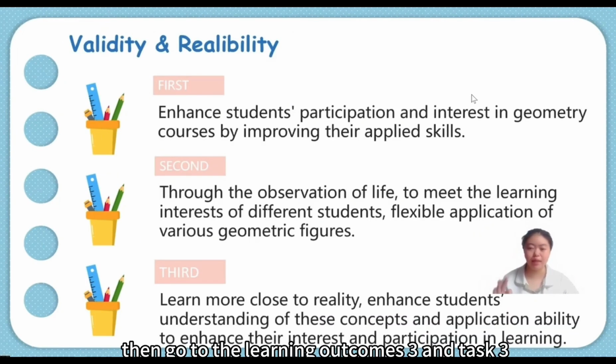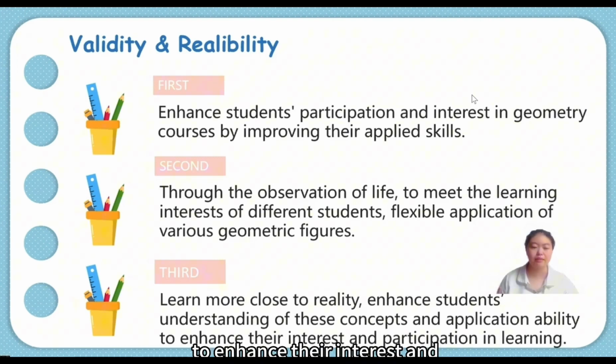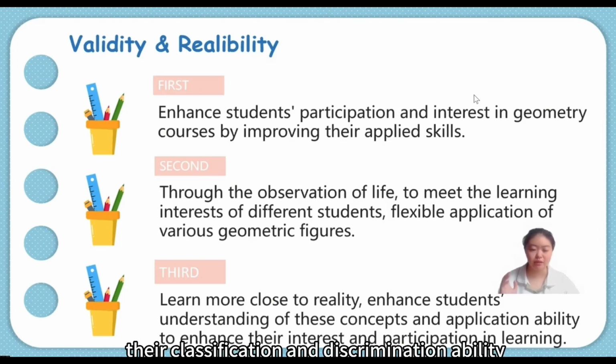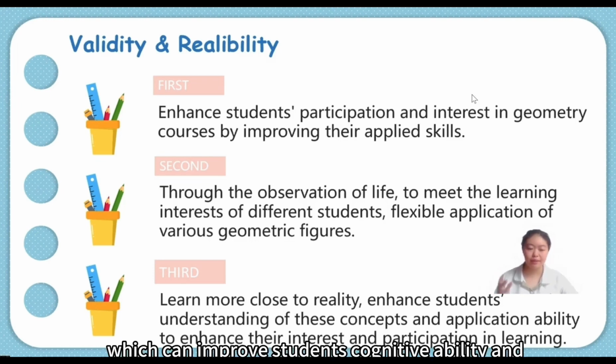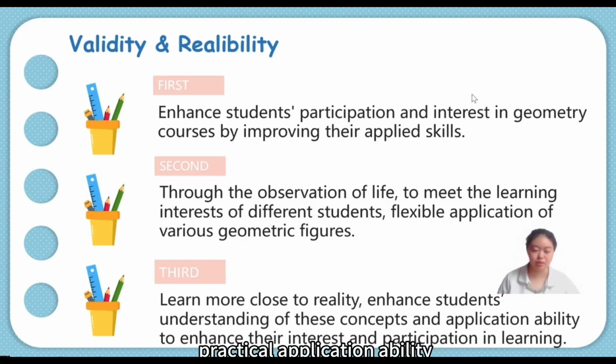Then go to learning outcome 3 and task 3. First, this topic helps students learn closer to reality, enhances students' understanding of this concept and application ability, and enhances their interest and participation in learning. At the same time, I think that by observing and comparing different patterns and shapes in life, students can generally exploit their classification and discrimination ability, so as to improve their logical thinking ability and observation. In summary, I think this topic has high effectiveness and replayability, which can improve students' cognitive ability and practical application ability.